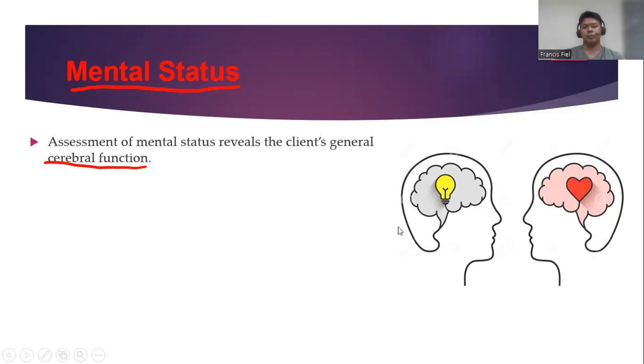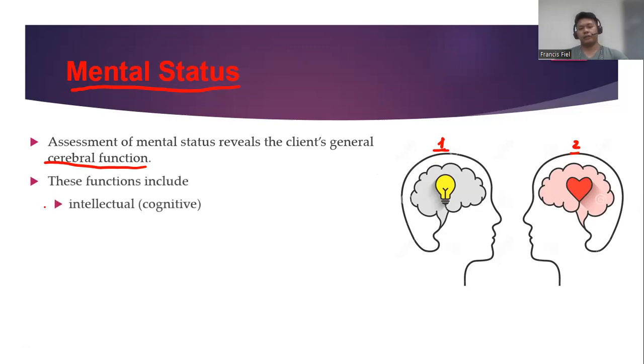All right. So meron tayong clue dito. Ito yung clue number 1 and clue number 2. All right. So these functions include, we have our intellectual or cognitive function, and then we have our emotional or affective function. So yun yung function ng ating cerebrum, di ba? It's responsible for our thought process and also our emotional process.